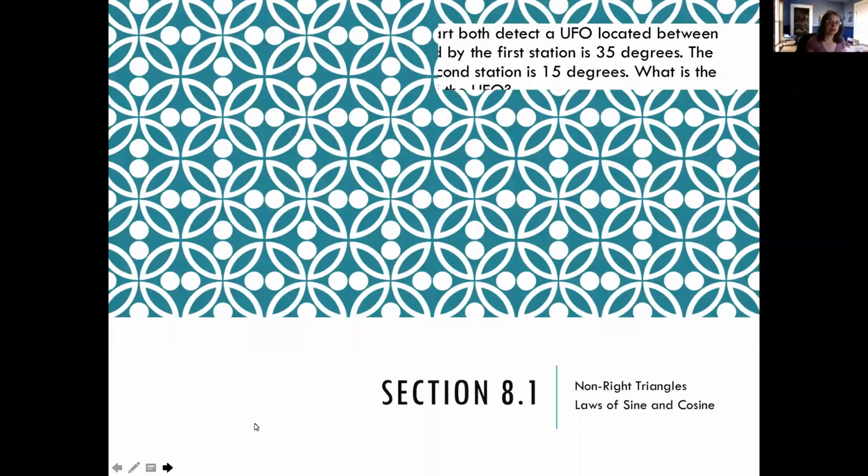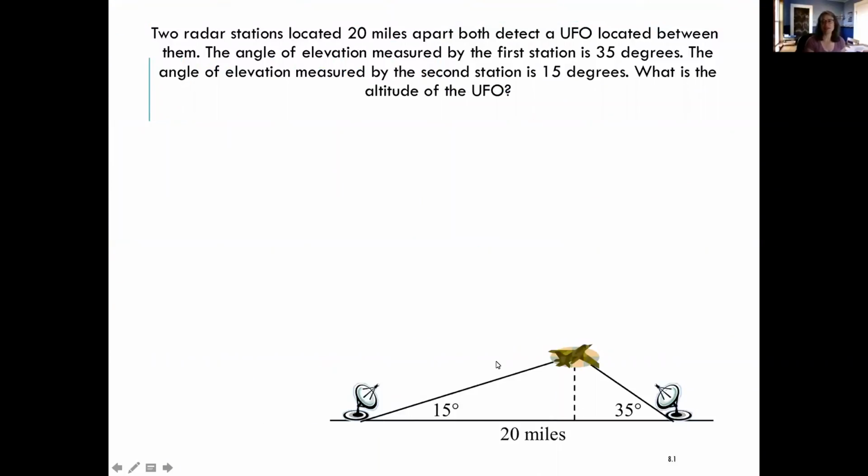Let's start with an example. Let's talk about why we want to know how to do this. Suppose we've got two radar stations located 20 miles apart, and they detect something in the sky between them. One radar station detects this object at an inclination of 15 degrees. The other radar station detects this object at an inclination of 35 degrees. The question is, how high up is this object? The answer is we can get there, but we can't get there with what we currently know.